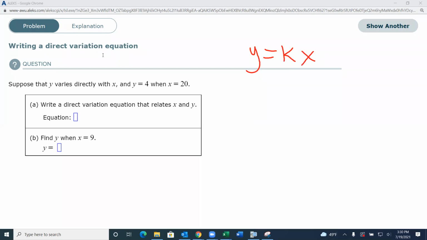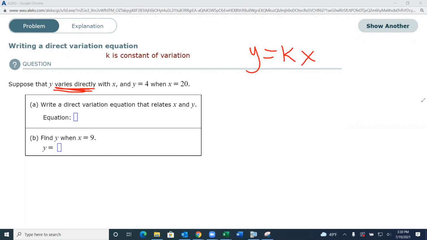Okay, so I'll write that down. k is the constant of variation. That's just what we call it, and it operates a lot like slope. Okay, suppose that y varies directly with x. So boom, I see that, I see varies directly with it. So I'm thinking y equals kx, and therefore that's going to be the tool that I work with for this problem.